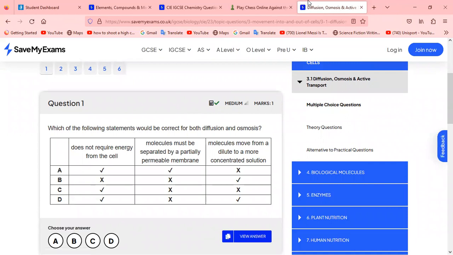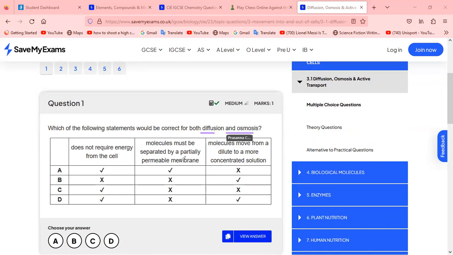Which of the following statements would be correct for both diffusion and osmosis? Does not require energy from the cell. It is a passive movement of molecules, random movements. Molecules must be separated by a partially permeable membrane. Molecules move from a dilute to more concentrated solution. They say for both diffusion and osmosis.